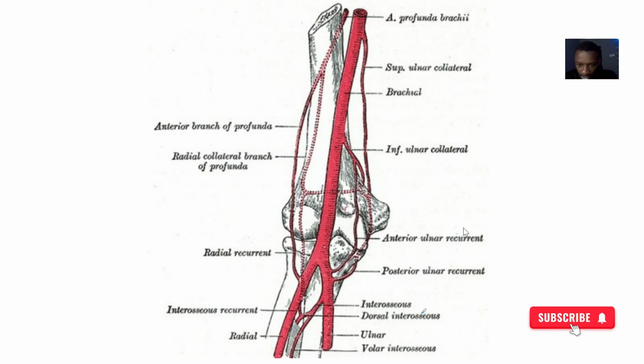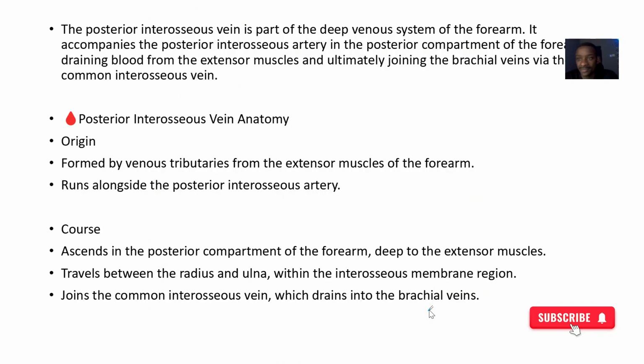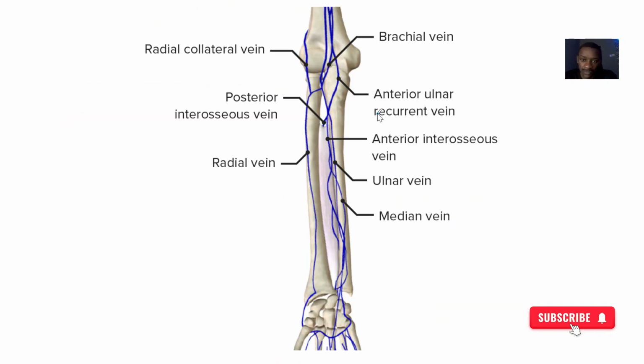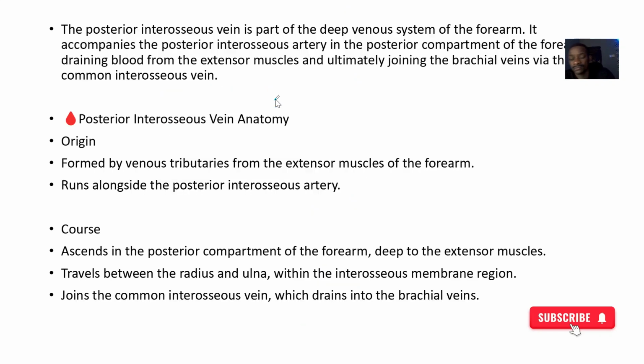Let's look at the image. Of course, dorsal interosseous is posterior interosseous; dorsal is at the back, posterior is at the back. But this is a better picture trying to show the posterior interosseous vein.